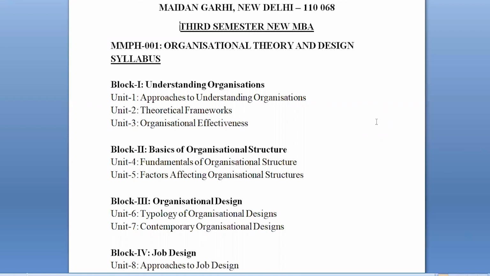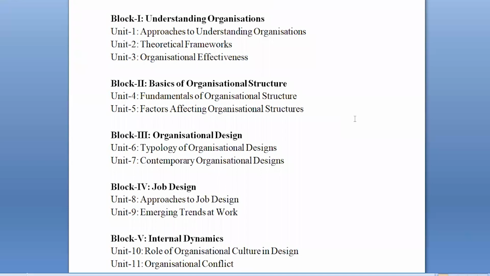Block 2, Basics of Organizational Structure. Unit 4, Fundamentals of Organizational Structure. Unit 5, Factors Affecting Organizational Structure. Block 3, Organizational Design. Unit 6, Typology of Organizational Designs. Unit 7, Contemporary Organizational Designs. Block 4, Job Design. Unit 8, Approaches to Job Design. Unit 9, Emerging Trends at Work.